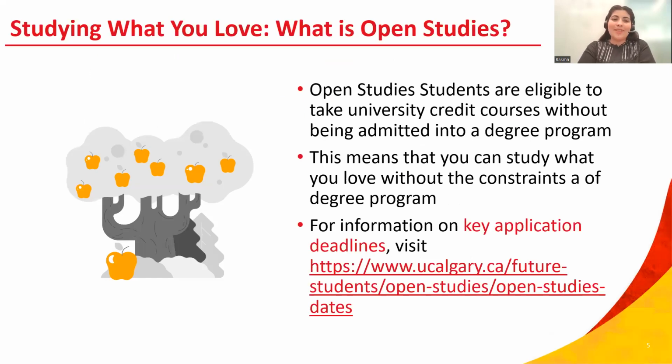The way I like to describe it is studying what you love is basically what Open Studies is. It essentially means that you can study whatever you love without the constraints of a degree program. If you are enrolled into Open Studies, you are eligible to take university credit courses without being admitted into any degree program. This can look different for different kinds of students. Mostly what I see as an advisor is students recently graduated from high school and interested in taking Open Studies courses because they're not yet sure about what they should be studying in university. But I will show you in the coming slides the different streams that we offer for Open Studies and the different students who might be interested in those.